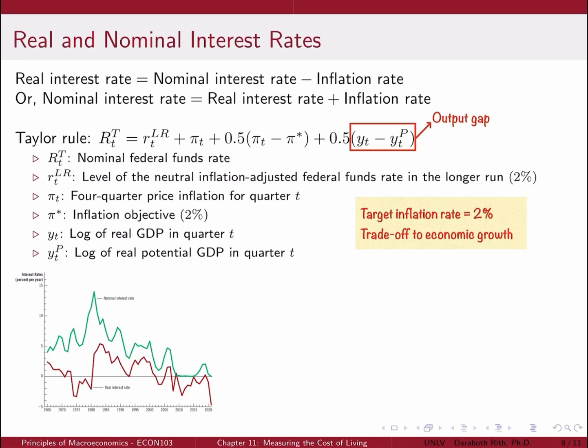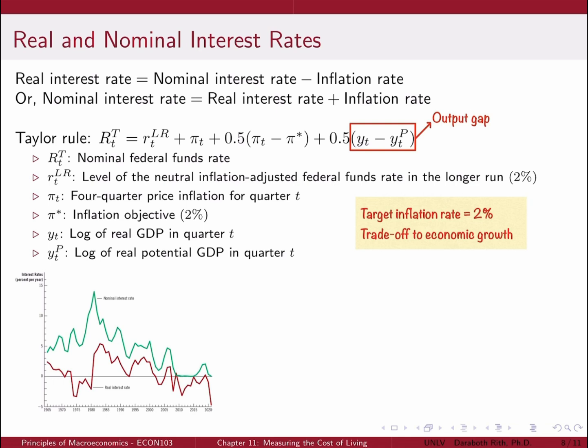Of particular note is the output gap, defined as the difference between the log of real GDP and the log of real potential GDP. Another component is the inflation target, denoted as pi star, which is typically set at 2%. This target is common in many advanced economies, such as the United States, the United Kingdom, and the European Union.